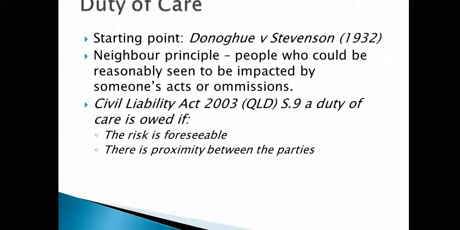The duty of care. Here's another case that I think you can fit into a lot of things: Donoghue versus Stevenson, which gives us the Neighbour principle. It says anyone who could reasonably be seen to be impacted by someone's acts or omissions is their neighbour, and that's who we owe a duty of care to. It's reasonably foreseeable that someone's going to come and use a park, therefore we owe a duty of care to them.